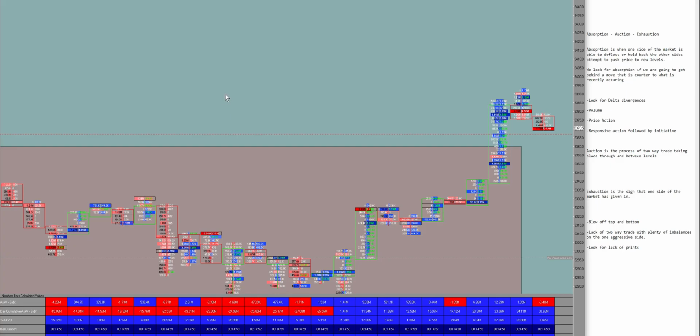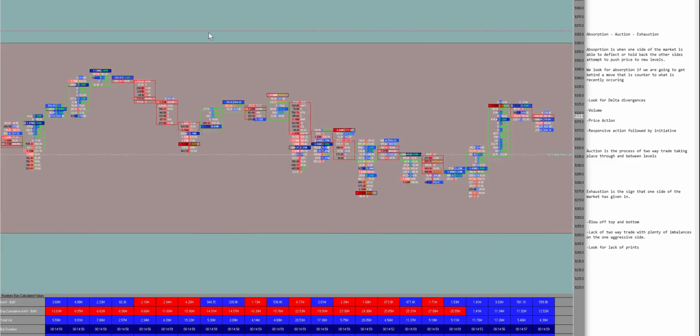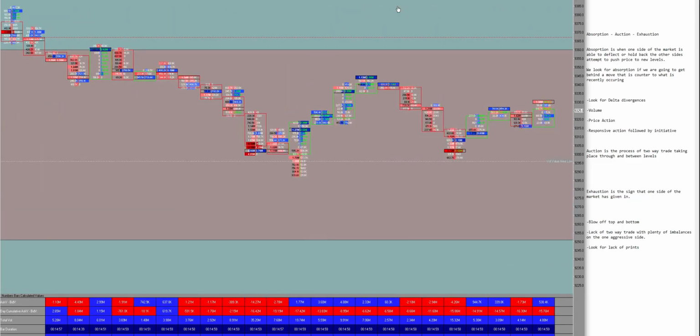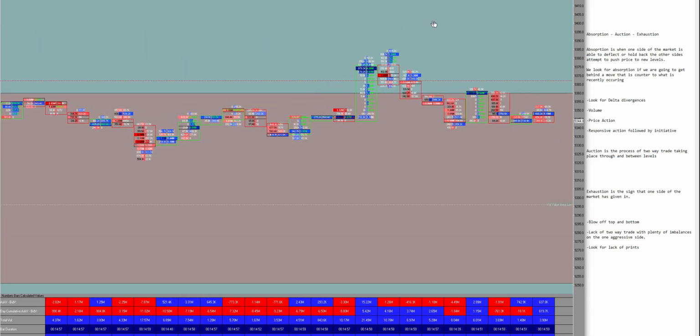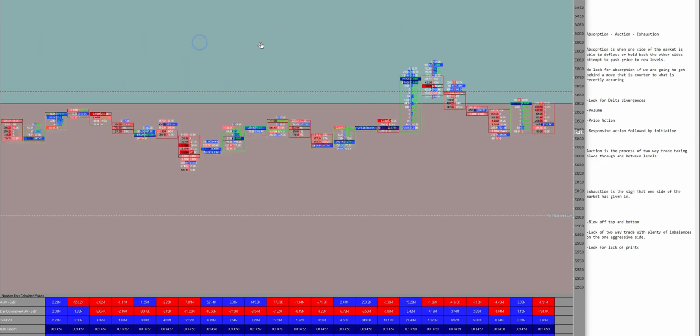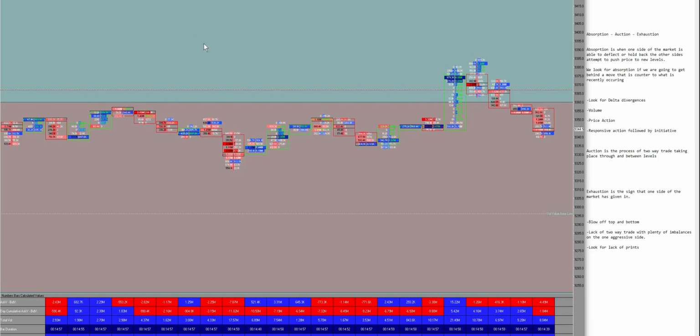With a blow-off top, usually there's a lack of two-way trade. There's plenty of imbalances, but they're normally on one side of the market, and in the case of the high, they're normally on the side of the offer. There are more aggressive buyers. What we're looking for with exhaustion is the sign of single prints. So we'll go back here. It doesn't necessarily need to be single prints, but there's a lack of volume on the passive side.